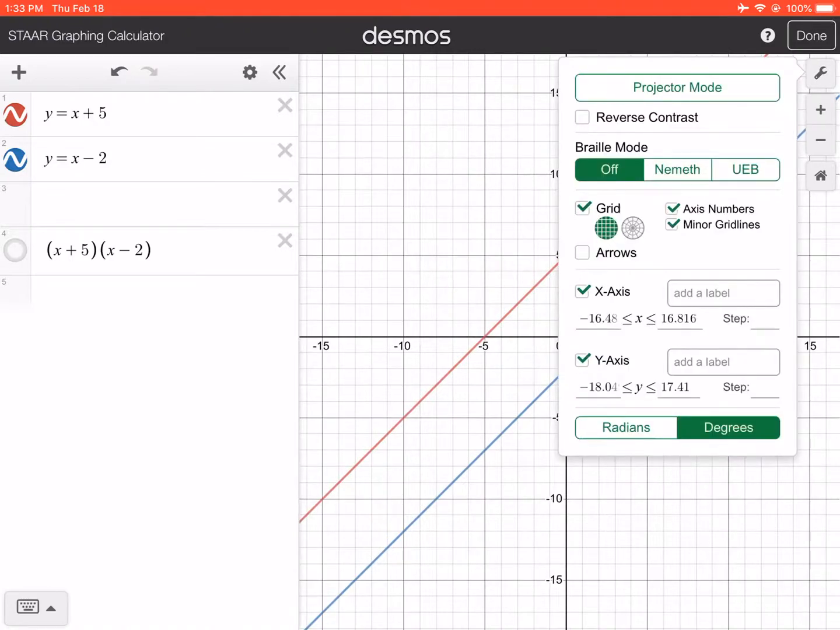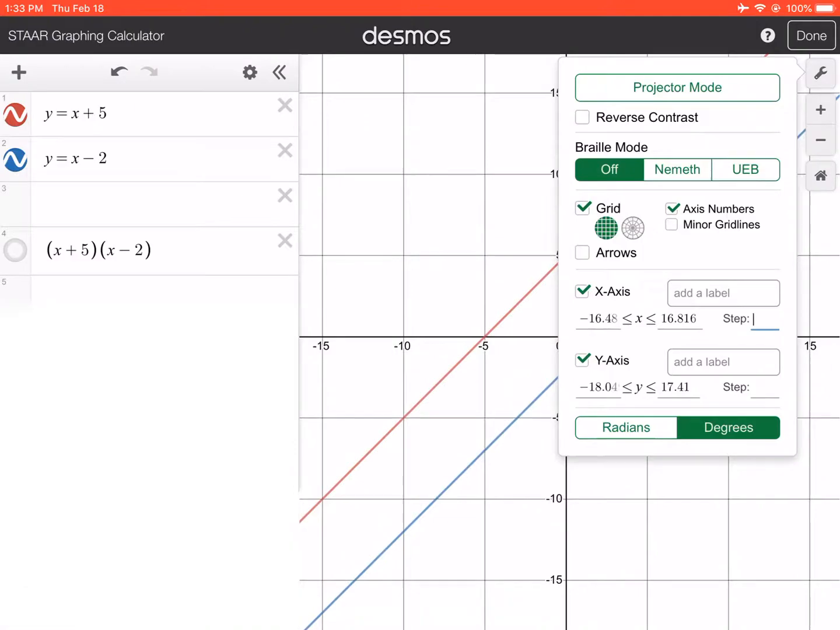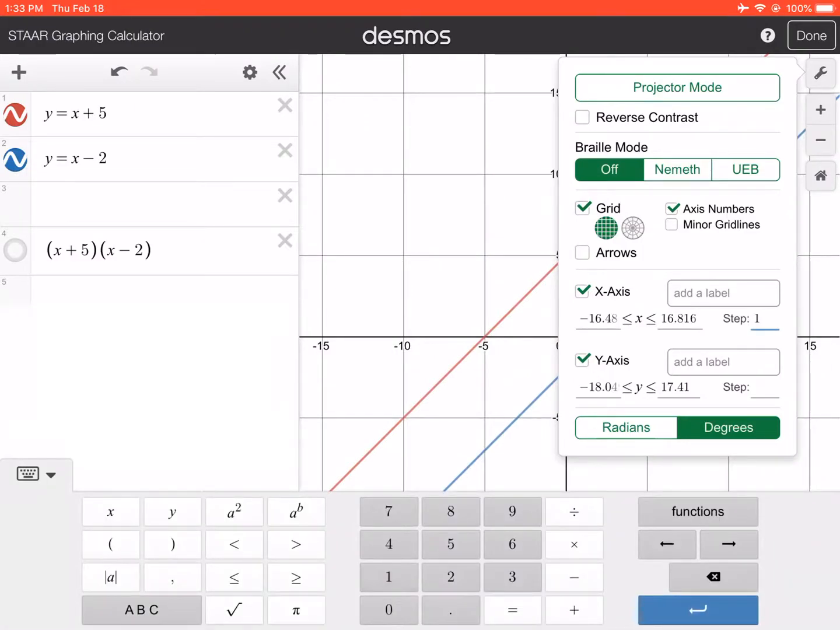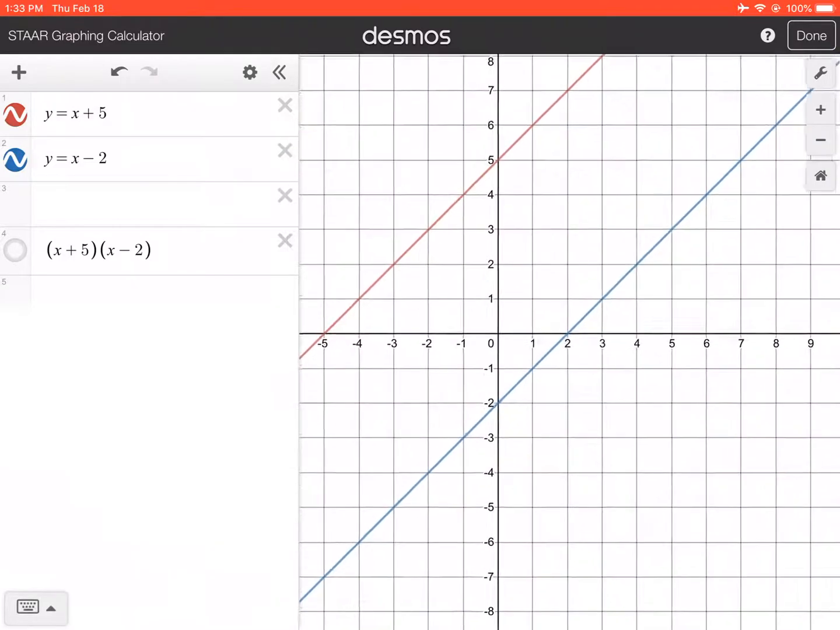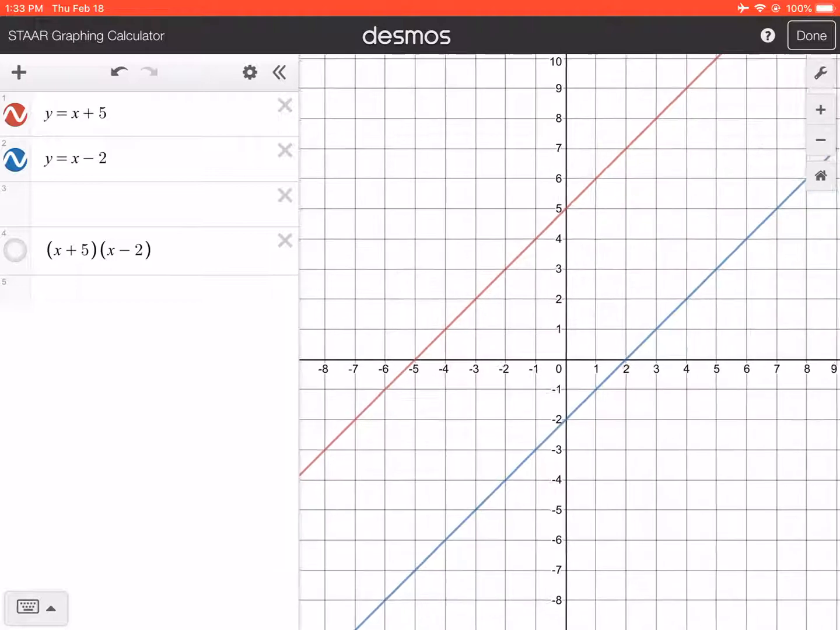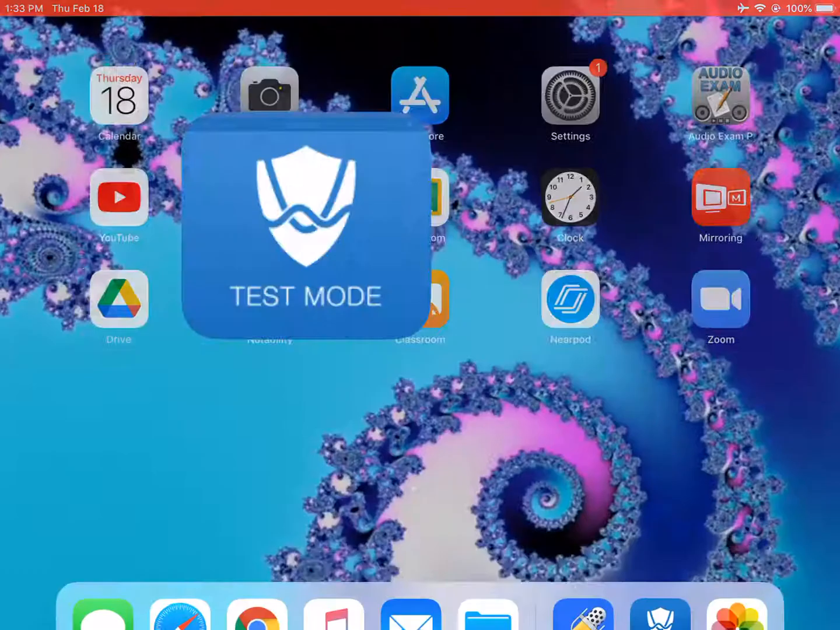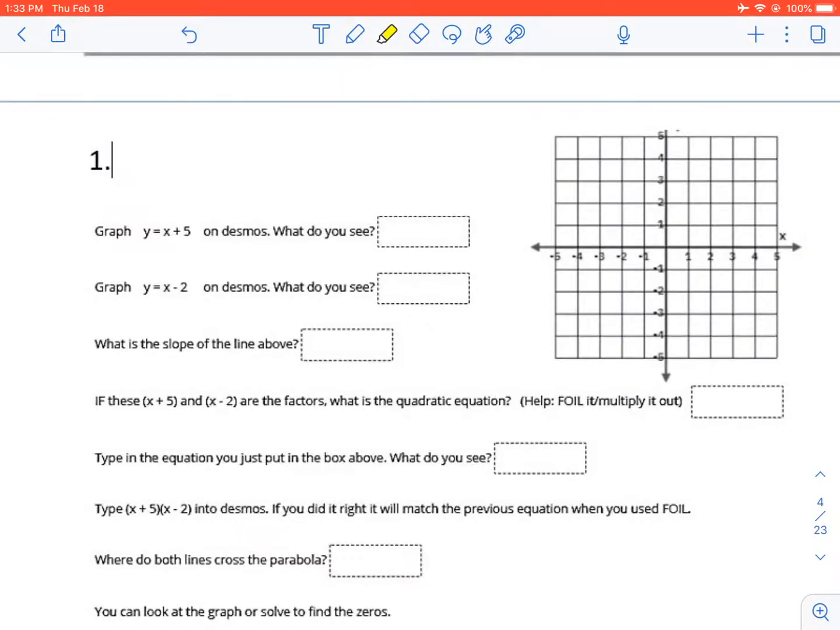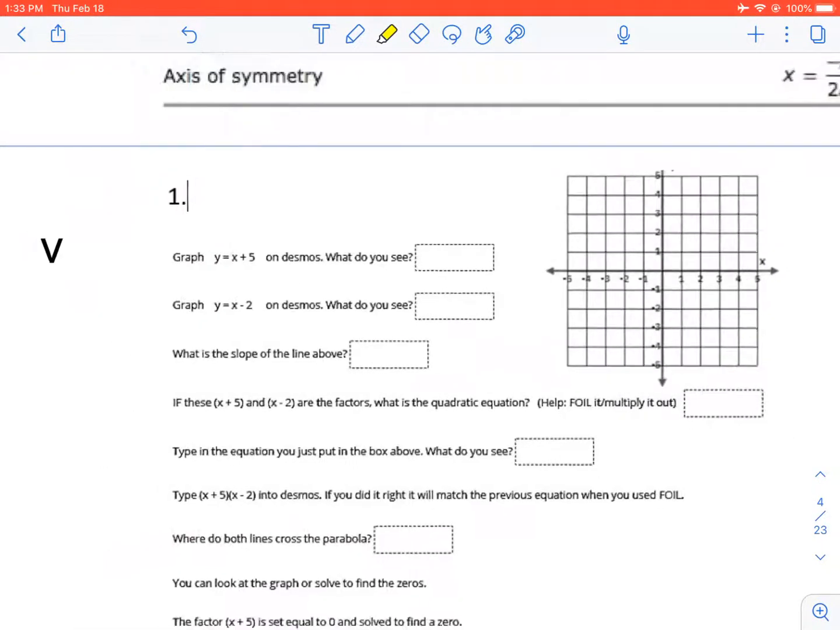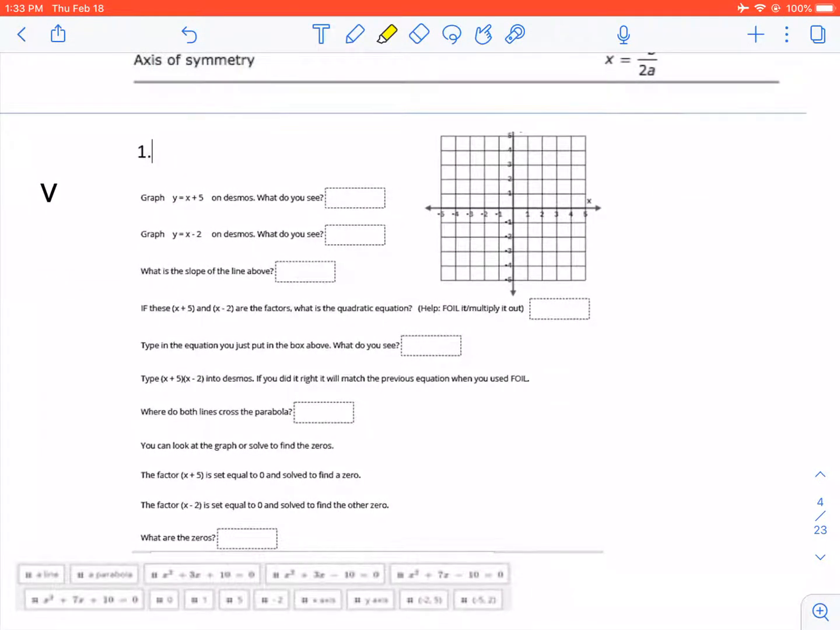I'm going to hit my wrench in that top right corner. I'm going to get rid of my minor grid lines, and I'm going to change my step to count by ones for my x-axis and my y-axis, just so as I zoom in I can see those a little bit more clearly. So we're going to go back and pop in those answers. What did we see? We saw a line, and that's this one down here. A line and a line.